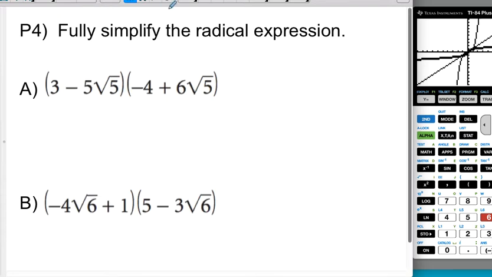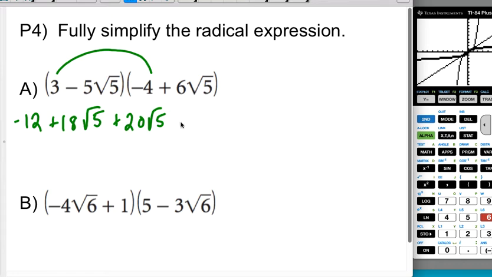All right, so go ahead and try a P4. All right, so when we FOIL, I'm going to get a negative 12. Outer is going to be plus 18 root 5. Inner is going to be plus a 20 root 5. And last is going to be minus a 30 root 25, which we'll deal with in a sec, right?